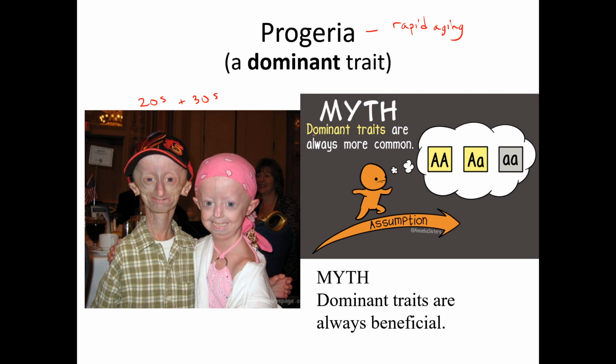So it's a myth that dominant traits are always more common. It's also a myth that dominant traits are always beneficial. This is not a beneficial trait, even though it's dominant. Similarly, recessive is not always rare. All of us are homozygous recessive for this trait. We do not have progeria. We must be homozygous recessive for it. And then, again, that recessive is bad is not always the case.